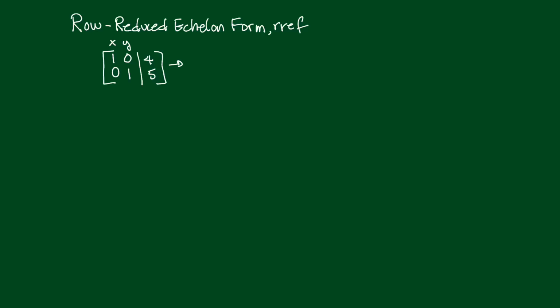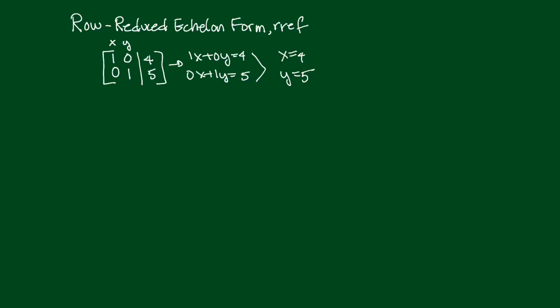What do we have here? 1x, no y's. I'll write out everything. We'll have 1x plus no y's is 4, and then from down here we'll have no x, 1y, right? So 0 x's plus 1y equals 5, but this just translates to x equals 4, y equals 5. So once we take a system of equations, put it into an augmented matrix, and reduce it to row-reduced echelon form, we can just read off the solution, right? x is 4, y is 5.